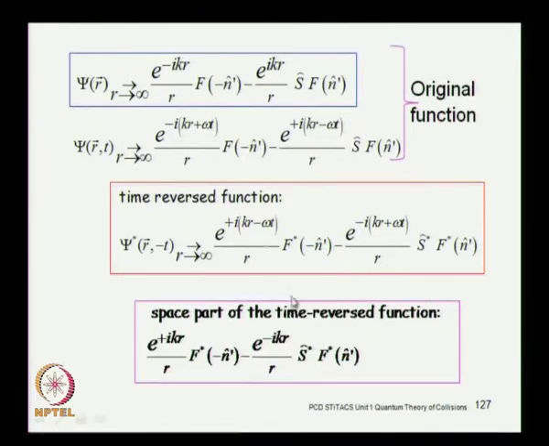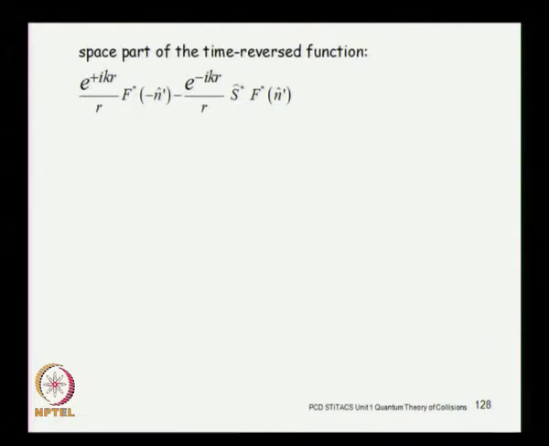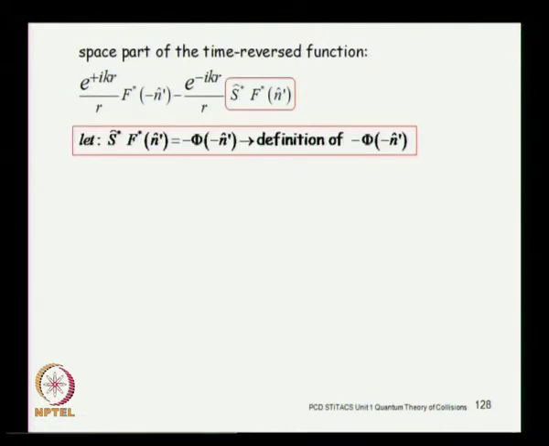So this whole thing is multiplied by e to the minus I omega t, and if you leave that factor out, the rest of it is over here in the space part. So this is the space part of the time reversed function, and if you focus your attention on this term here, which is S star operating on f star. Okay, how did we get this S star? It came from the complex conjugation step, right.